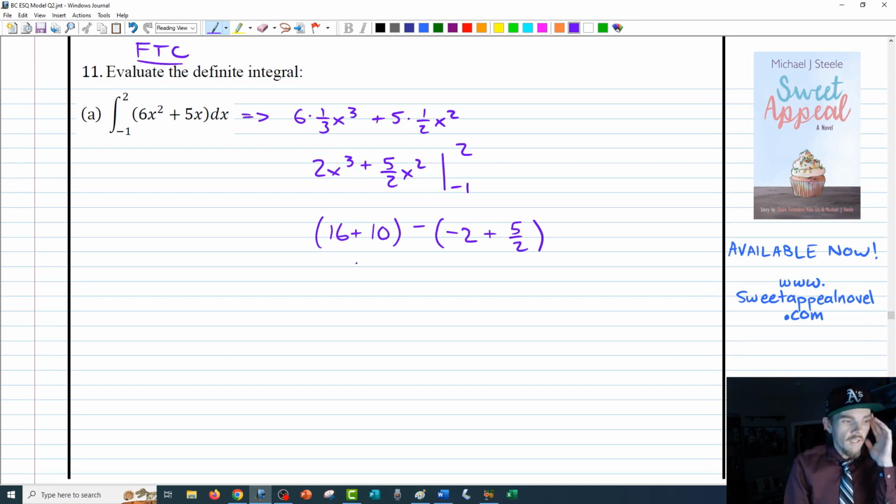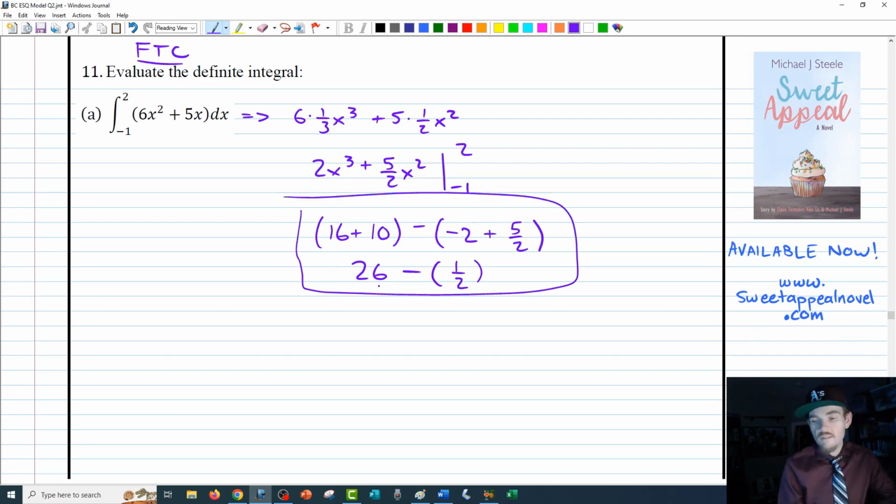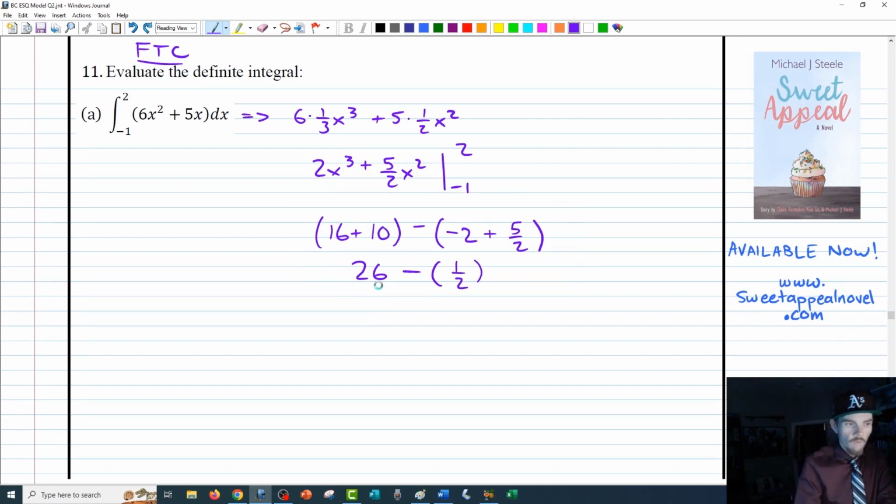Now from here, just kind of cleaning things up, by the way, this is 26, and over here we have 2½ minus 2, which is going to leave us 1/2. We could have also done 5 halves minus 4 halves. We get just 26 minus 1/2. All of these are basically correct answers, by the way. We can stop at this point in the AP Calculus world at least.